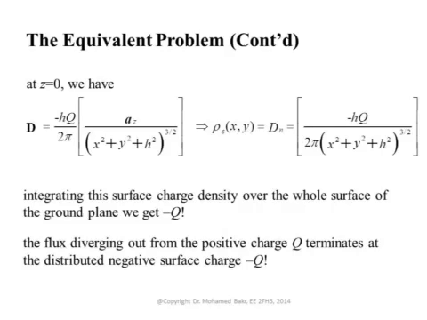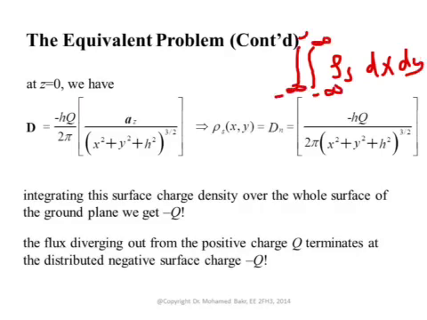As you can see, indeed the surface charge density is very complicated. It depends on x squared plus y squared. If I want to get the total charge on the surface, I will have to take this rho s and integrate it over the whole ground plane, from minus infinity to infinity in x and in y. And this integral can be done.